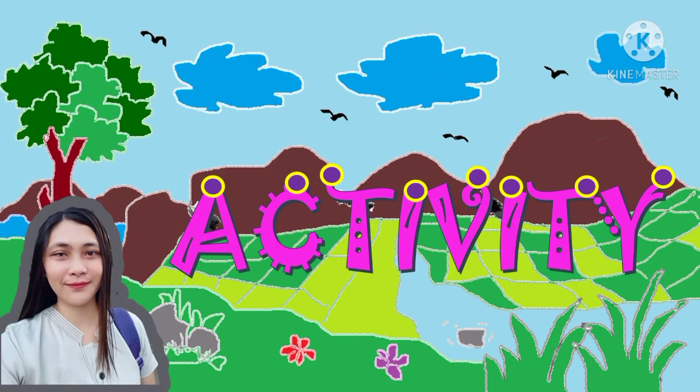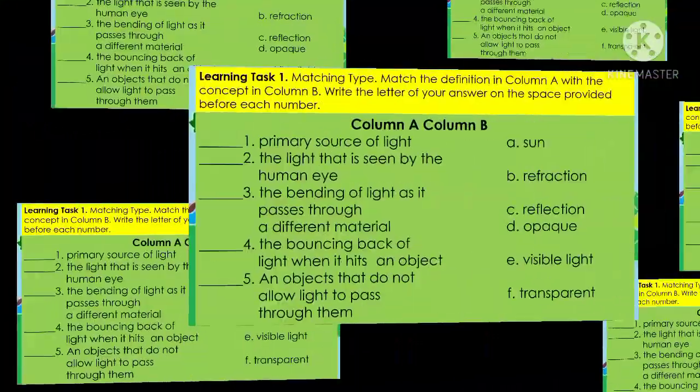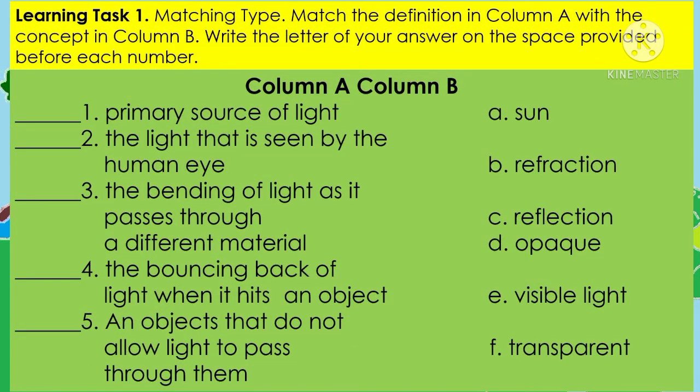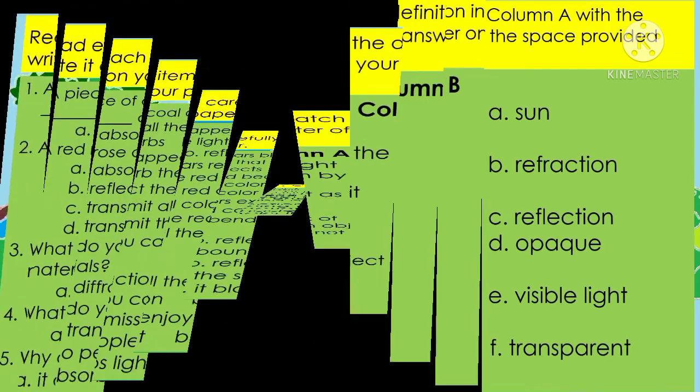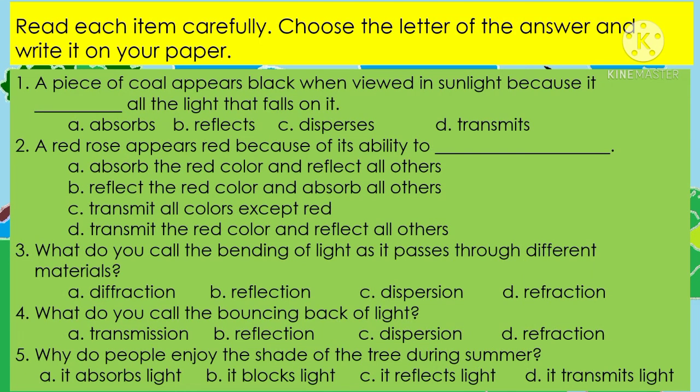Here's your activity. Match the definition in column A with the concept in column B. Write the letter of your answer on your paper. The next activity is you're going to read each item carefully. Choose the letter of the answer and write it on your paper.